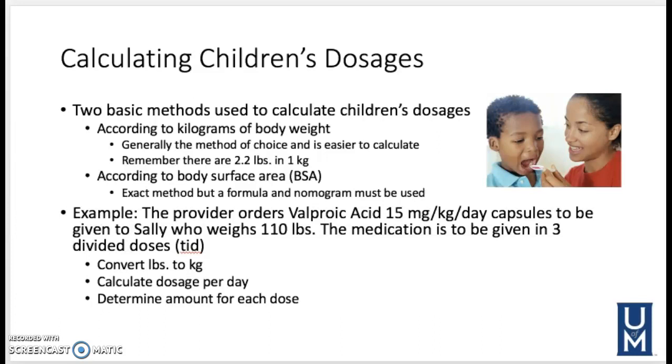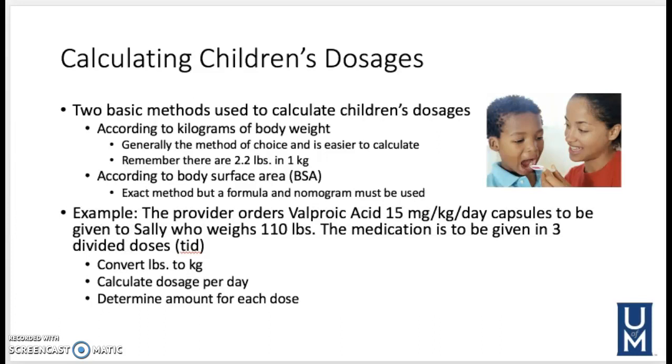So let's look at an example very quickly. The provider orders valproic acid 15 milligrams per kilogram per day capsules to be given to Sally, who weighs 110 pounds. The medication is to be given in 3 divided doses, or TID. So in this case, our first step is to convert our pounds to kilograms. She's 110 pounds, and we need kilograms. So we take that 110 pounds and divide by 2.2. So that gives us how many kilograms? Right, 50 kilograms.